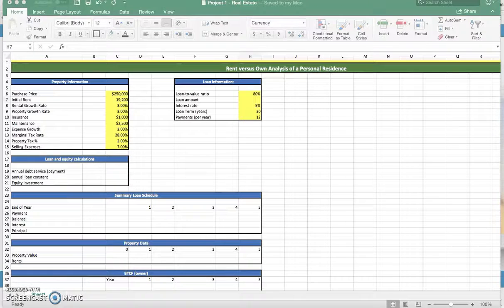Alright, so here's my project one, rent versus own analysis of personal residence. Here's all the given values. I'm gonna get the loan amount first, which is the loan value ratio times the purchase price, which is $250,000. So it's $200,000.